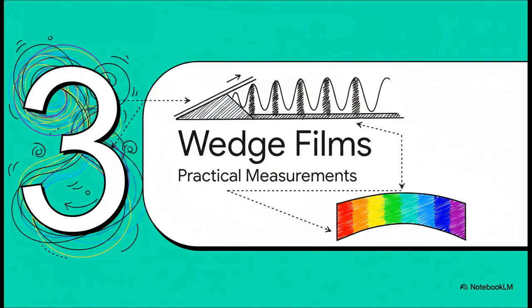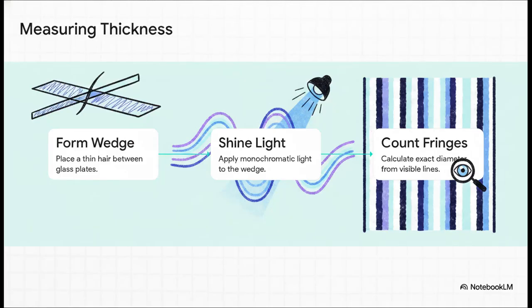Let's transition over to wedge films and measurements. This is where we go from abstract formulas to physical, real-world applications. Imagine you need to measure the exact thickness of a single human hair, but you don't have a microscopic ruler handy. What do you do? You simply place that hair between two exceptionally flat glass plates.